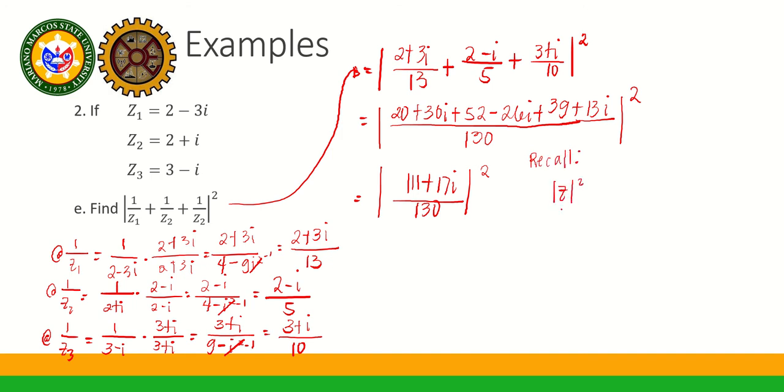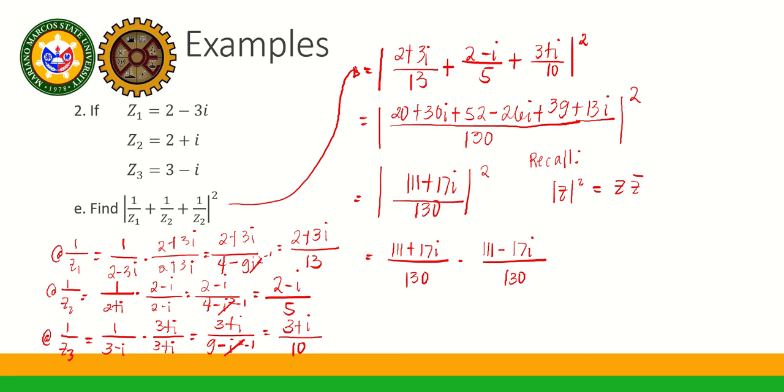z squared. Okay? So, ito ngayon si z natin and nakapaloob siya sa absolute value sign and then naka-square. So, yung z squared natin, referring to the properties of modulus will be equal to z times z bar. So, ganun yung gagawin natin dito. So, this is 111 plus 17i over 130. I-multiply natin yung complex conjugate nito. So, this will be equal to 111 minus 17i over 130.